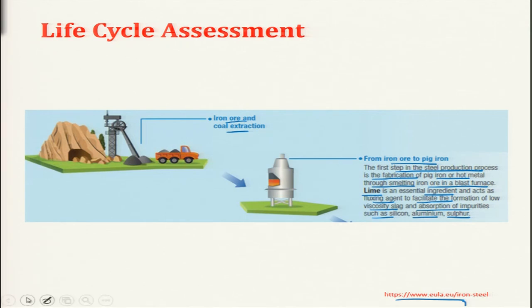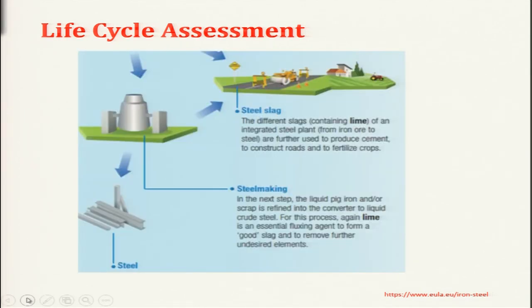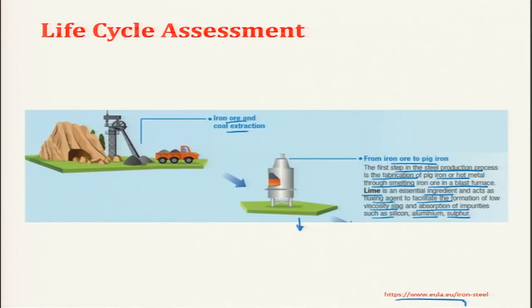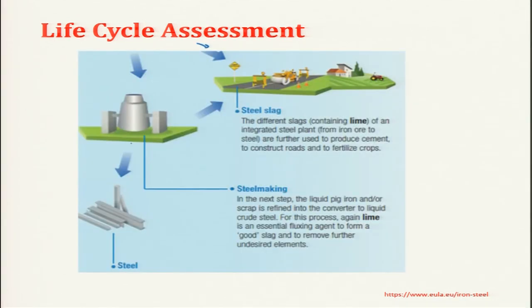This slag can be used to produce cement. This slag comes here, this helps to produce cement here. So, different slags containing lime of an integrated steel plant from iron ore to steel are further used to produce cement to construct roads. From here, the next step is the steel making. Steel making also produces slag, which also goes here. So, this is an example of industrial symbiosis.